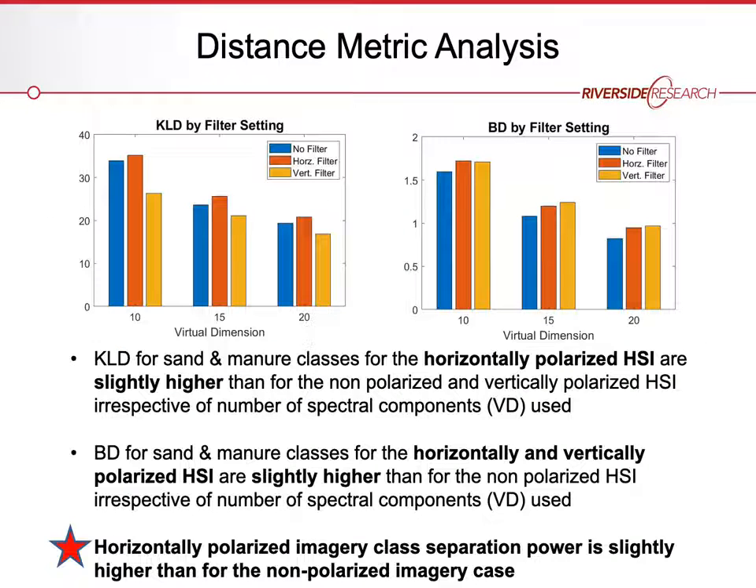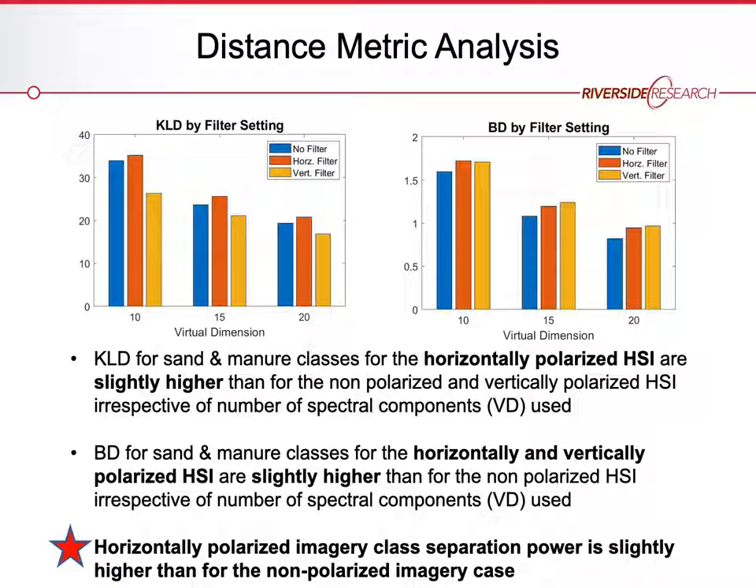What we see in the data is that the KLD for the sand and menorah classes for the horizontally polarized HSI is slightly higher than for the non-polarized and vertically polarized HSI, irrespective of the number of spectral components or virtual dimension used. The BD, on the other hand, for the sand and menorah classes for the horizontally and vertically polarized HSI is slightly higher than for the non-polarized HSI, irrespective of the number of spectral components or VD.